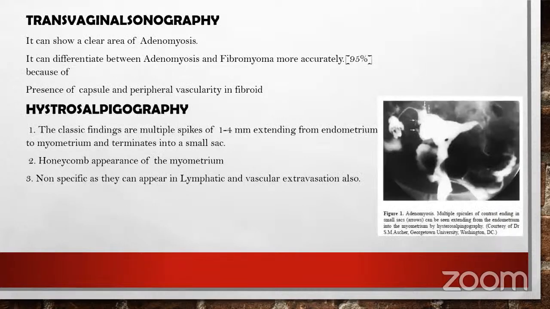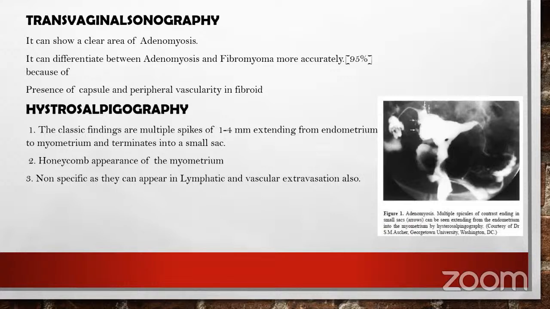Transvaginal sonography. It can show a clear area of adenomyosis. It can differentiate between adenomyosis and fibromyoma more accurately in 90% of cases because of presence of capsule and peripheral vascularity in fibroid.